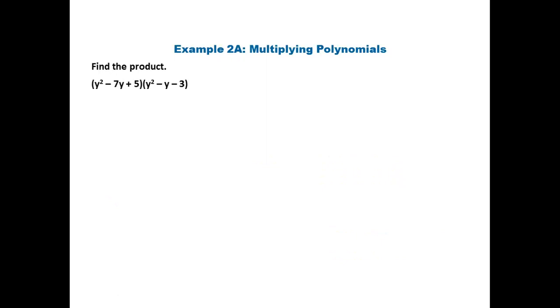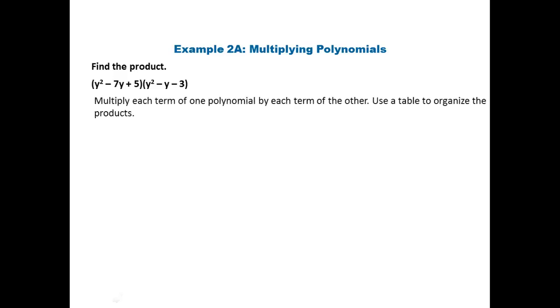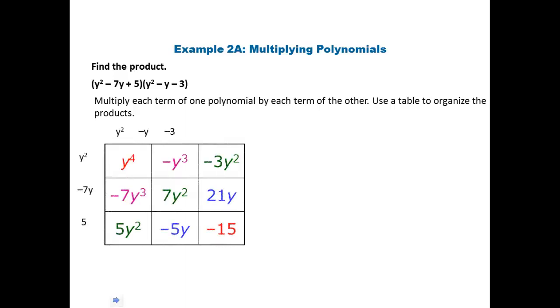Here we're going to multiply two trinomials. And we're going to do this by using a table to organize our products. Okay, you do not have to use a table. This is just a method to help you organize if you would like. So we have our first polynomial along the first column here, and our second one along the top. And then what we do is multiply each term and put them in their corresponding boxes.